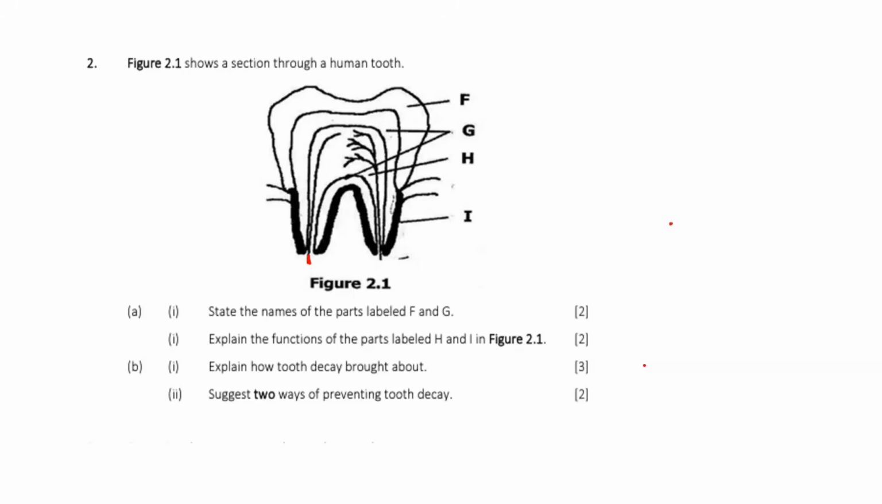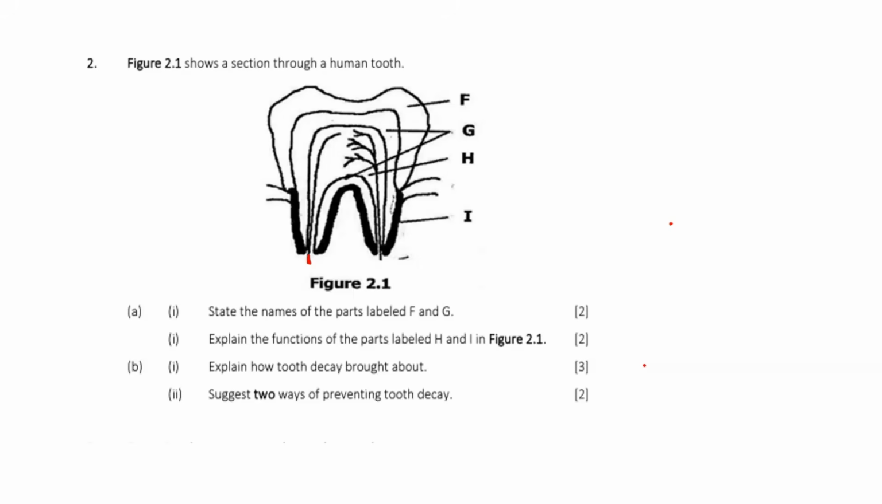So with that brief explanation or summary to the topic, let us answer the questions now. Figure 2.1 shows a section through a human tooth. In short, we have the internal structure of a tooth. The first question is, state the names of the parts labeled F and G.